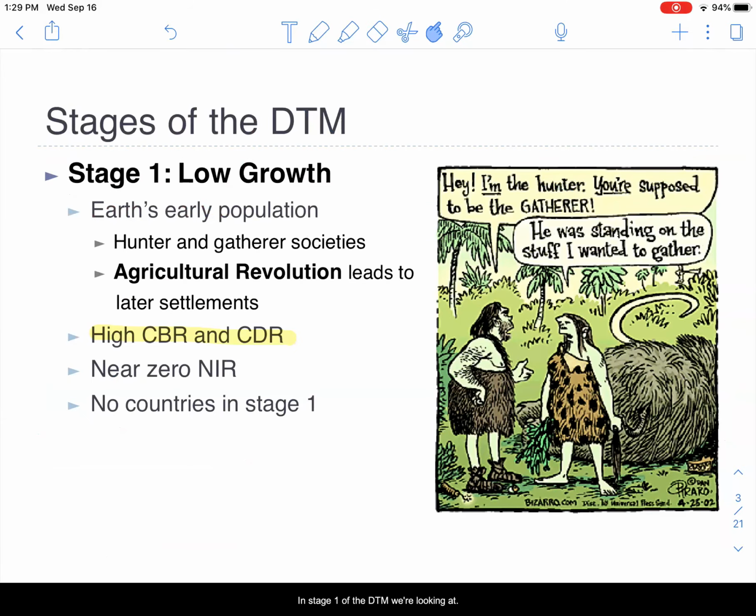In stage 1 of the DTM, we're looking at early in human history, 10,000 plus years ago, where there were high birth rates and high death rates, and they canceled each other out, so the population of the globe stayed relatively low. An event known as the Agricultural Revolution led to people settling down, having more children, and a higher birth rate.